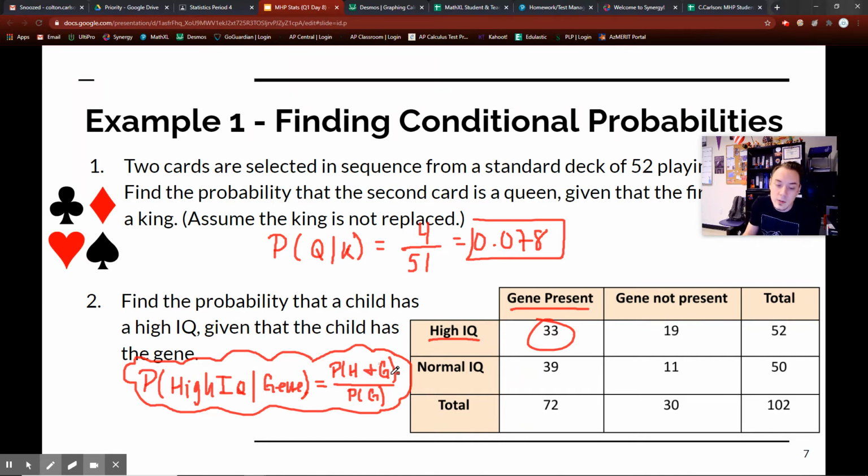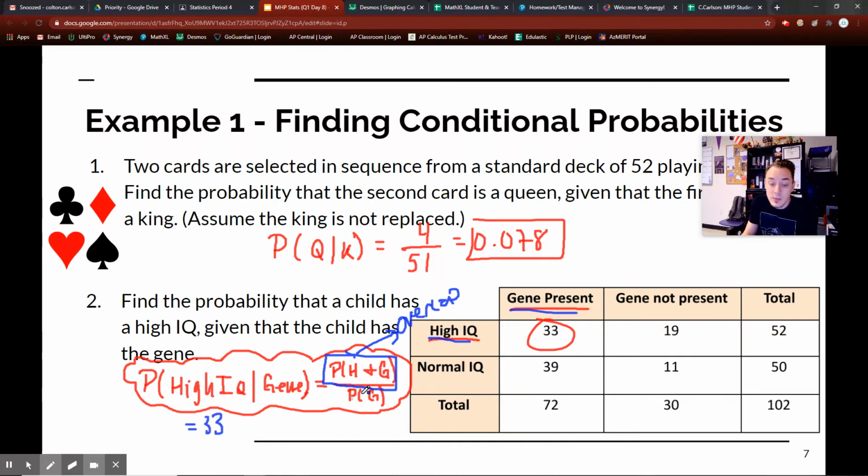Why? Because this one right here, H and G, the high IQ and gene, tells me that I need to find the overlap. This numerator says I need to find what we call the overlap. So what's the overlap of the high IQ and the gene present? Well, that's 33.